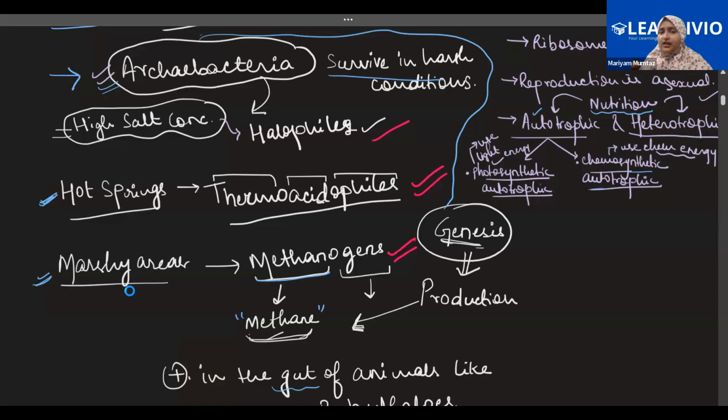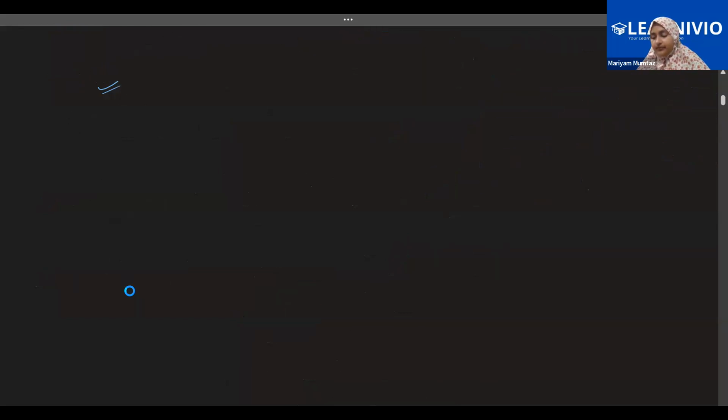Tell me, students, I just now taught you. Do they have a cell wall? Yes or no? They don't. See, all the monerans have the cell wall, but archaebacteria do not have the cell wall. Because of that only, they can actually survive in such harsh conditions. Okay? Is it clear?